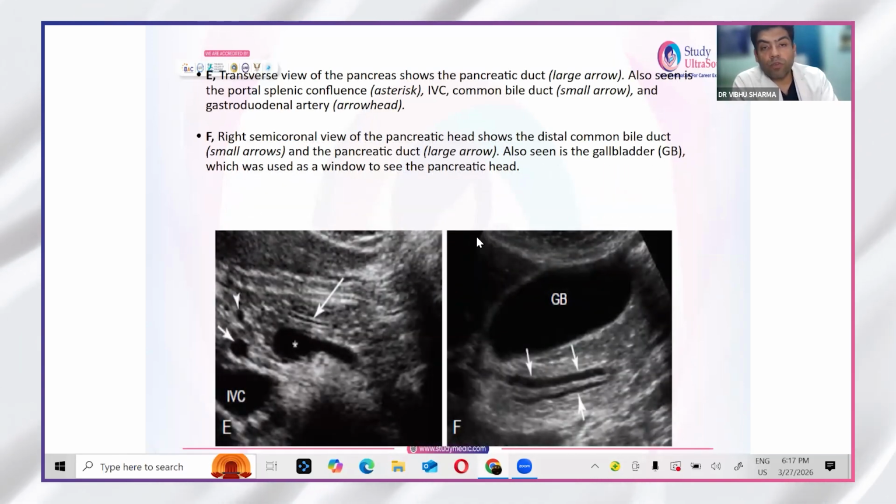So this is the transverse view of the pancreas. It shows the pancreatic duct. You can see this is the pancreatic duct, and also seen is the portosplenic confluence. Here is the portosplenic confluence, then IVC and gastroduodenal artery. You can see here. So the right semicoronal view of the pancreatic head shows the distal common bile duct, and the small arrows are showing the pancreatic duct. You can see the GB, the gallbladder.